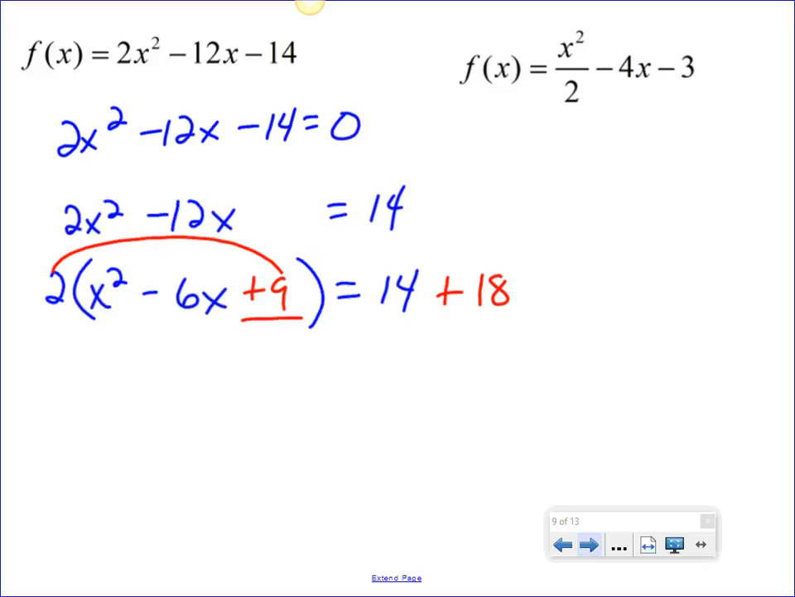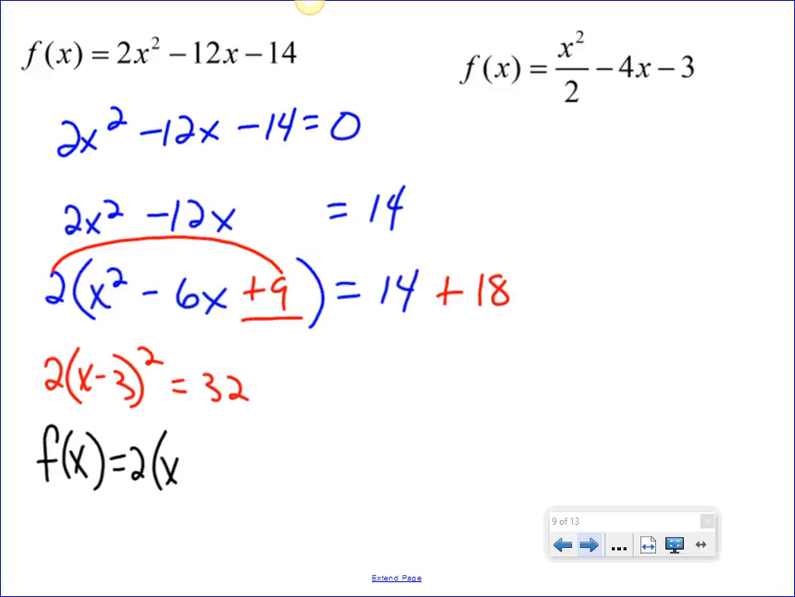So I would have 2 quantity x minus the 3 squared equals 32. If I rewrite it now so that I get it back into function form, it would be 2 quantity x minus 3 squared plus 30, excuse me, not plus, but minus 32. Okay, next one.